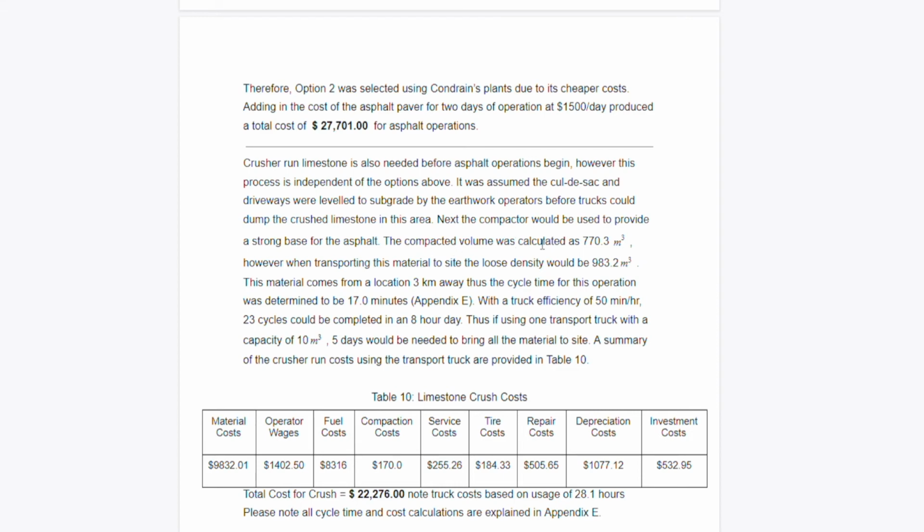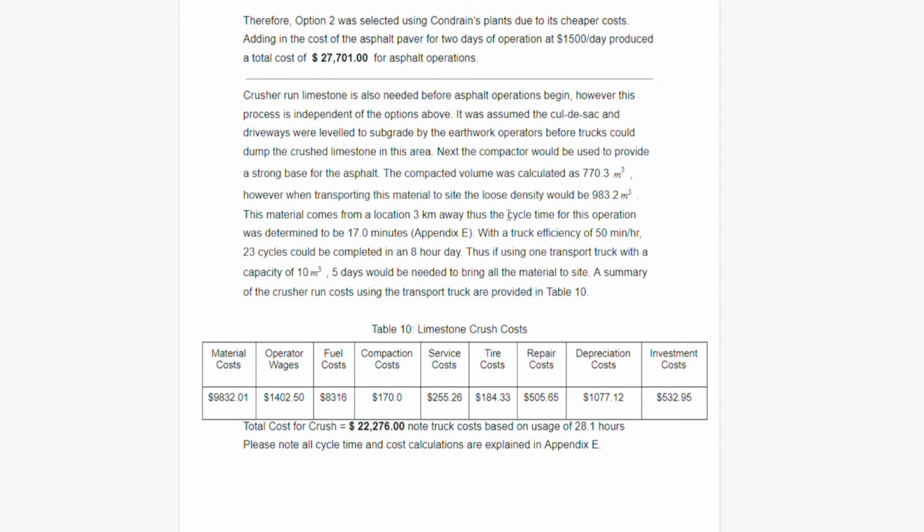The compacted volume was calculated as 770 meters cubed. However, when transporting this material to site by transport trucks, a loose density would need to be obtained, and this density was 983 meters cubed. Using a similar operation of finding the cycle time needed for the delivery of the limestone crush, we were able to find all associated material costs and delivery costs, roughly equaling $22,000 for the limestone.